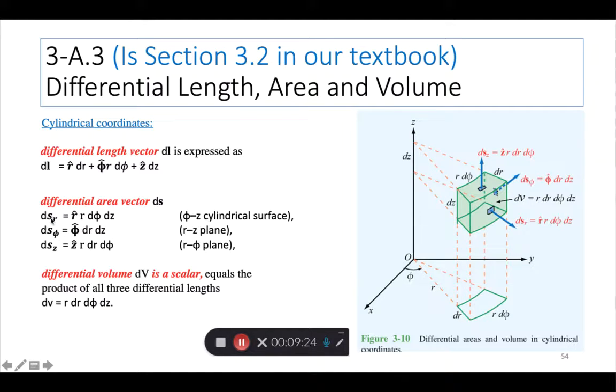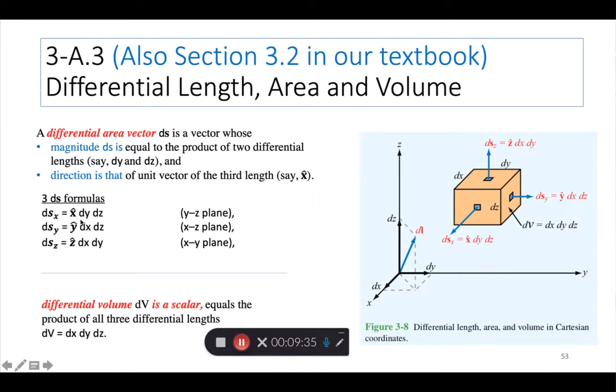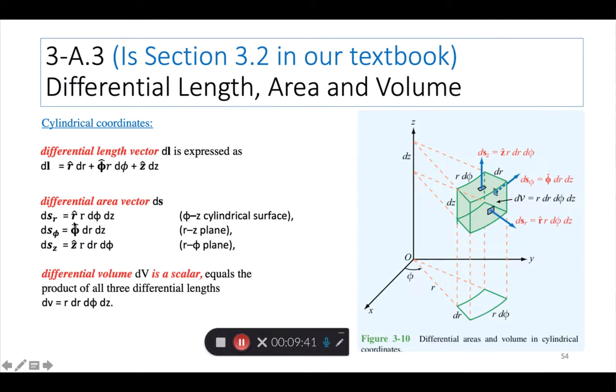Similarly, the three areas are dsr, ds phi, dsz, and here are the formulas for each of them. So they are slightly different from what we saw in the previous case, right? Here it's just x dy dz, y dx dz, z dx dy. Here these factors start to creep in. So there is an r in this formula, and there is an r in this formula, and this in the middle, ds phi, doesn't have any additional quantities other than dr dz. Also understand how the direction is for each of these three.